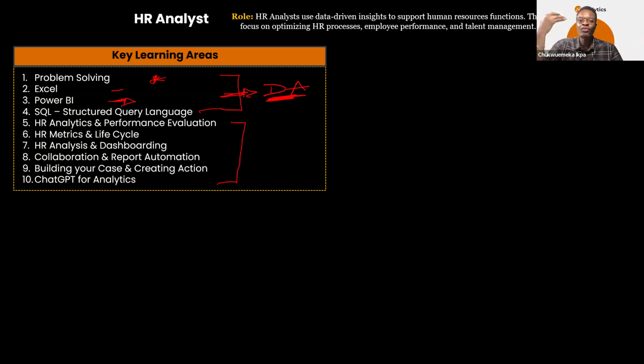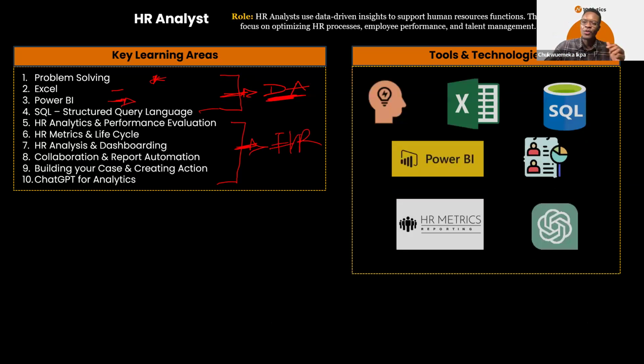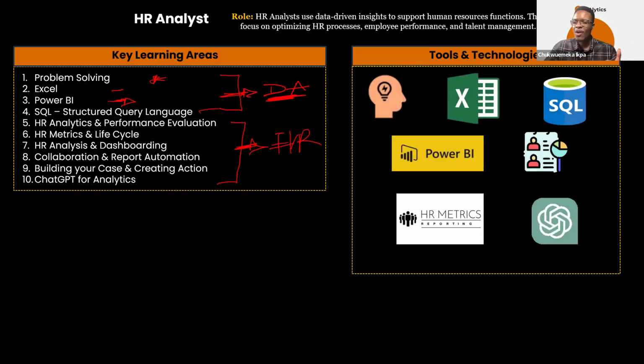You're now going to move on to your HR analysis and dashboarding. How do you build a more compelling dashboard to be able to provide reports for the management team? And of course, how do you build your case and also utilize ChatGPT for analytics? So these are things that you are going to be learning as an HR analyst. Remember, the first phase prepares you for data analytics, while this other side prepares you for the HR aspect of how you now apply all those things you've learned, okay? So these are all the tools that you are going to be learning: Excel, SQL, Power BI, ChatGPT, and of course, HR metrics.